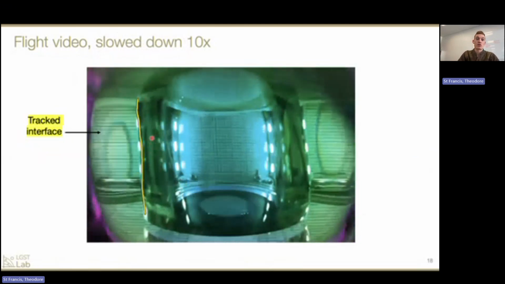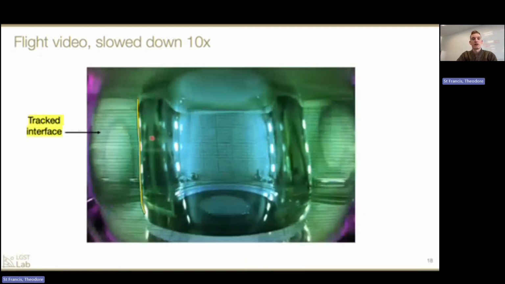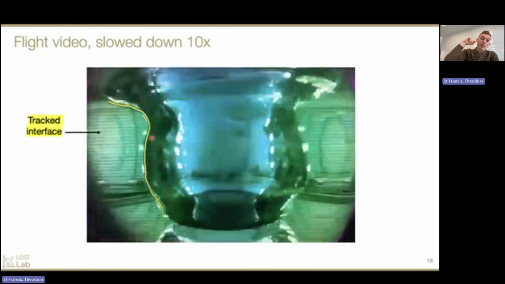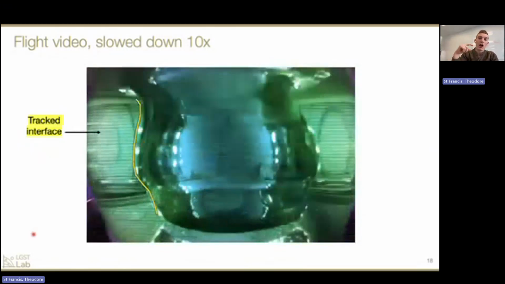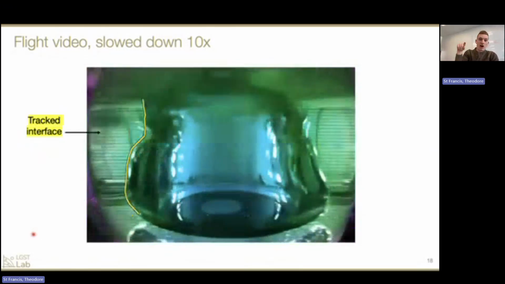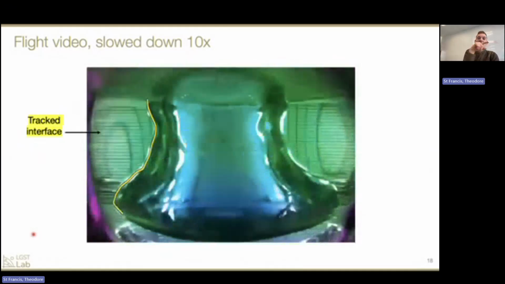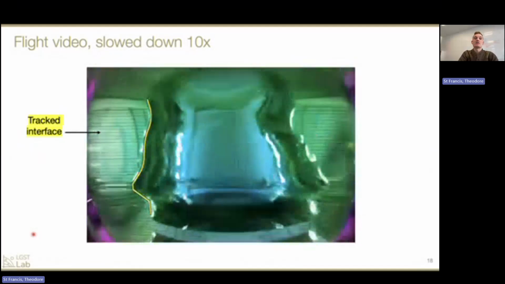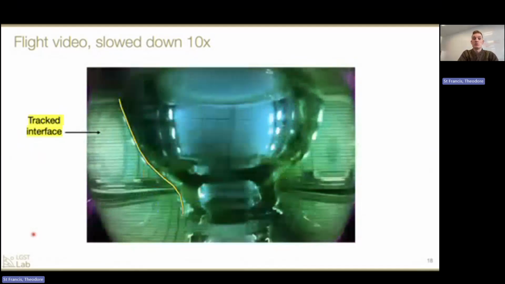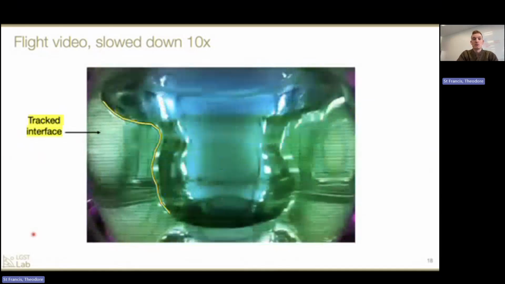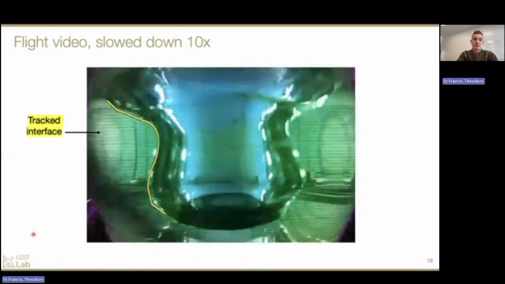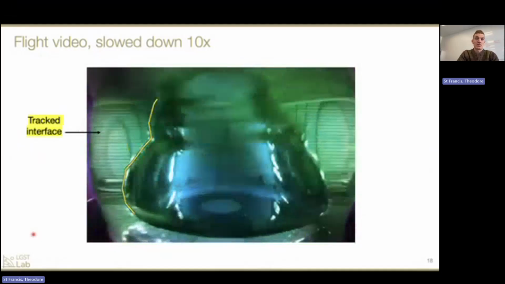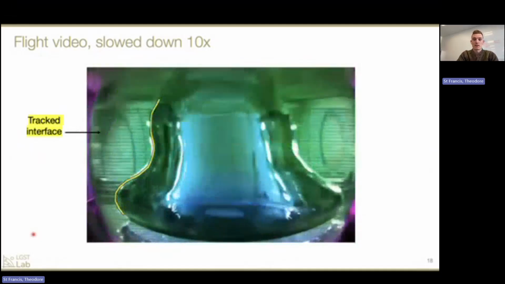So here's what tracking of the interface looks like. This has been slowed down 10 times, and you'll notice that as the perturbations begin, every pixel row in the video of that interface is being logged as sliding back and forth. It's that displacement in time of sliding back and forth that we will use to perform a Fourier transform to decompose that signal of displacement into the frequencies that are present, which will tell us something about the dynamics of that interface.